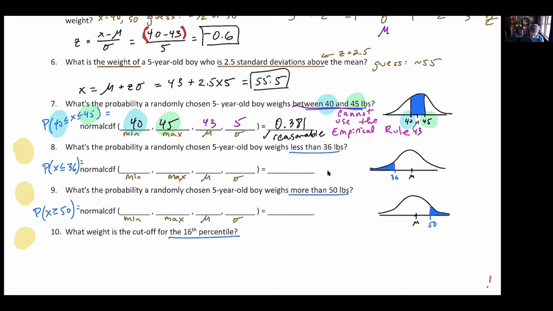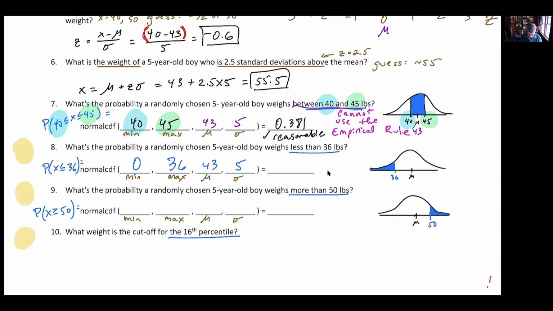For number 8, we're looking at values that are less than 36. So for the minimum, we want to think about, again, what's the minimum possible weight someone could have? When you're doing the less than, the minimum value is 0. And then the maximum value is here. That's that 36. And then the mean is going to be the same that we did above. Okay, and before we put it in our calculator, I'm just going to do the next one, and we can put them both in our calculator at the same time.